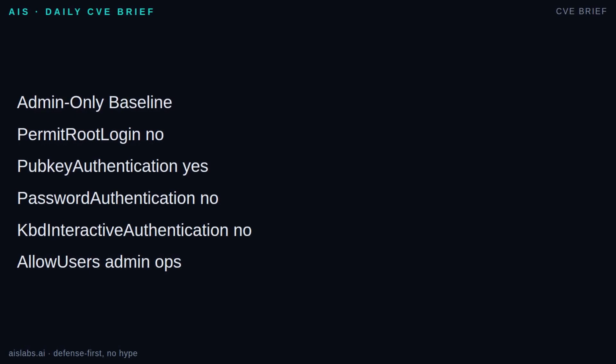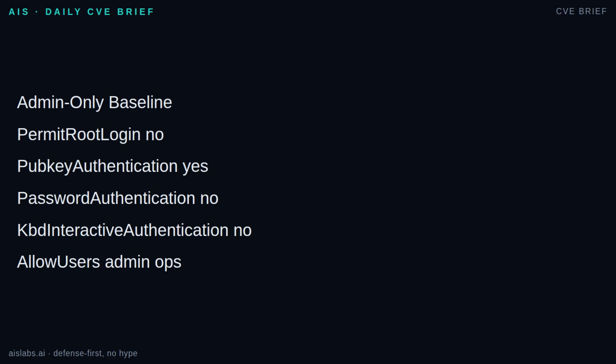You already created the admin and ops accounts, and you confirmed both can log in with keys. Now keep your current SSH session open. In a second terminal, edit sshd_config. PermitRootLogin no blocks direct root login. Use a named account and sudo instead.